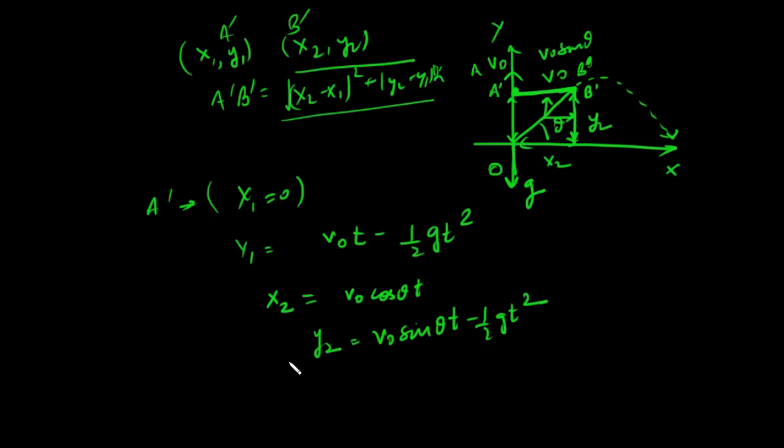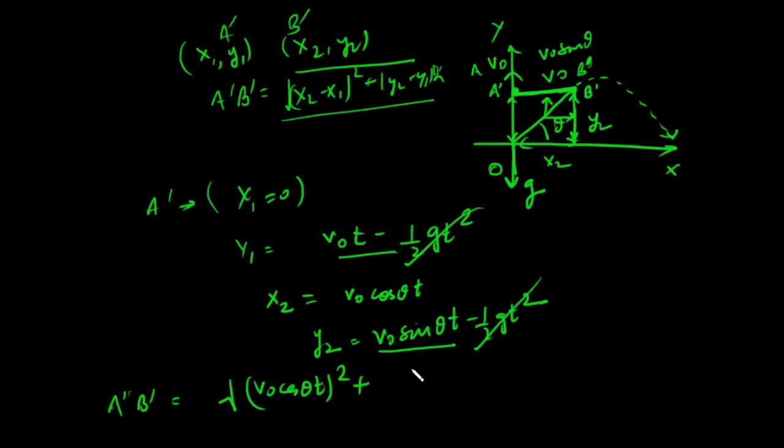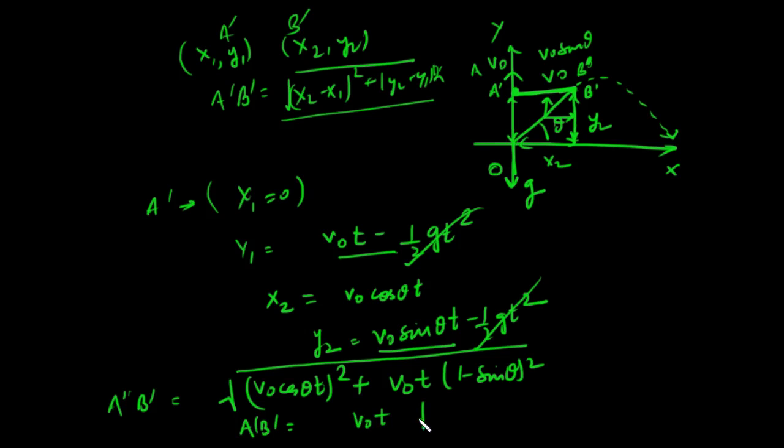Now you apply this formula for A dash B dash. So we get A dash B dash will be equal to root of x2 minus x1, x1 is 0, so this would be v0 cos theta t whole square plus y2 minus y1. When we do y2 minus y1, this cancels out, and we are left with v0 t times 1 minus sin theta whole square. Now we can just solve it. A dash B dash would be equal to, taking v0 t out, cos square theta plus 1 plus sin square theta minus 2 sin theta.